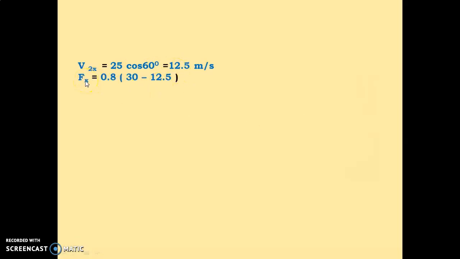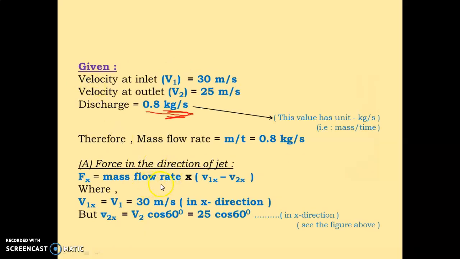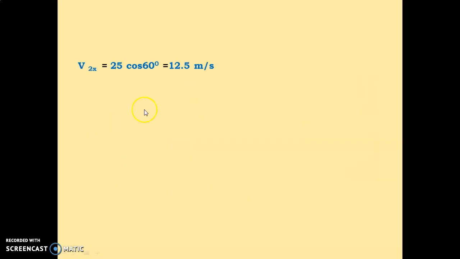So Fx is equal to mass flow rate times v1x minus v2x. So this is mass flow rate 0.8 into the bracket: initial velocity in the x direction, 30, minus final velocity in the x direction, that is 25 cos 60 degree, which comes out to be 12.5. So the answer is 14 Newton.